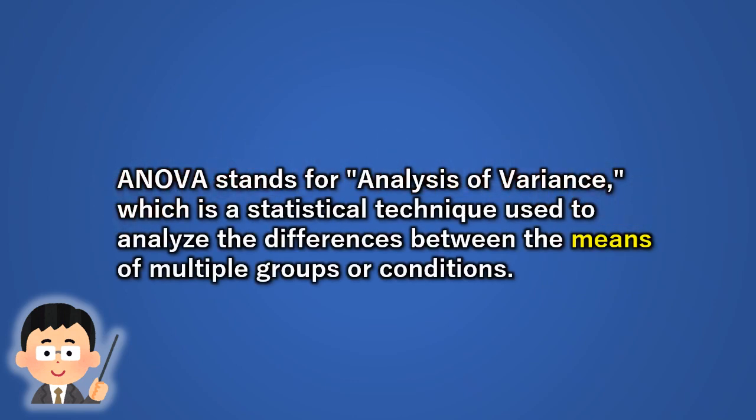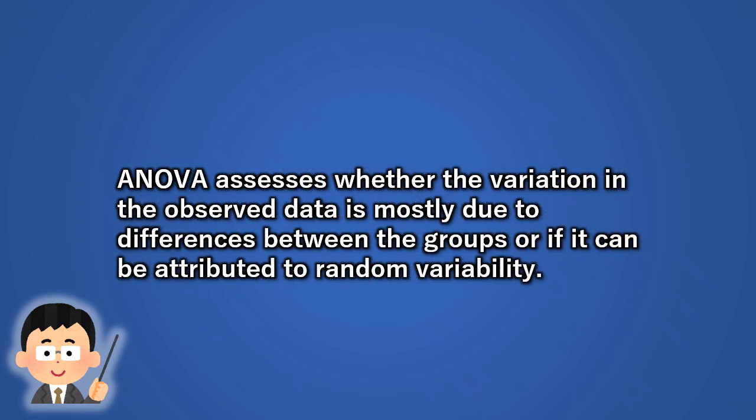ANOVA stands for Analysis of Variance, which is a statistical technique used to analyze the differences between the means of multiple groups or conditions. ANOVA assesses whether the variation in the observed data is mostly due to differences between the groups or if it can be attributed to random variability.